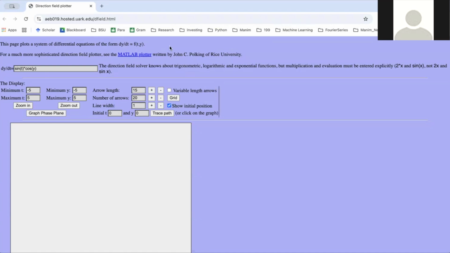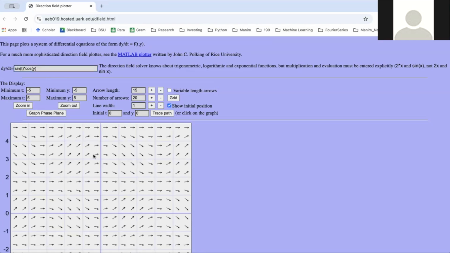The left-hand side is dy/dt, and the right-hand side is a function in terms of both t and y, where t is the independent variable and y is the dependent variable. As of now, the setup of the website is that you have the differential equation dy/dt equal to sine of t times cosine of y. If you hit plot here, graph phase plane, this is what you're going to see.